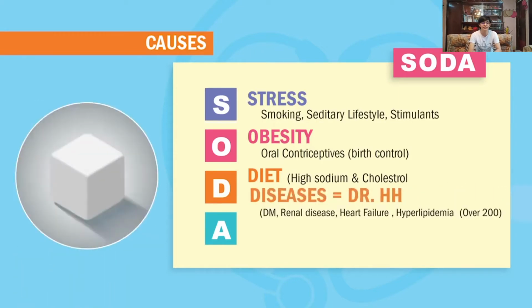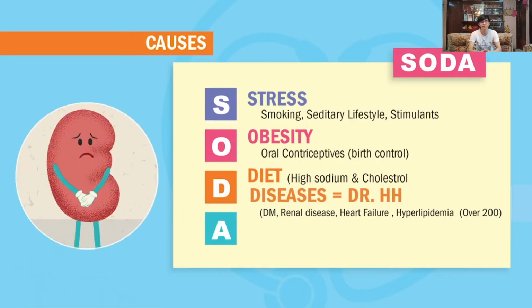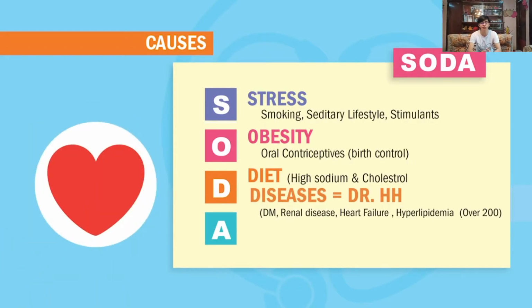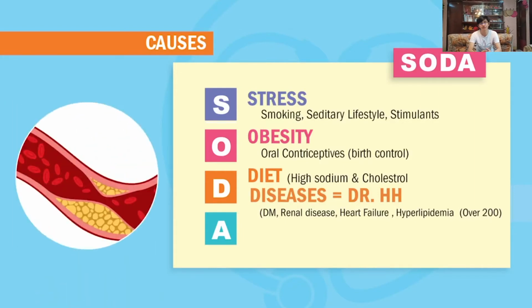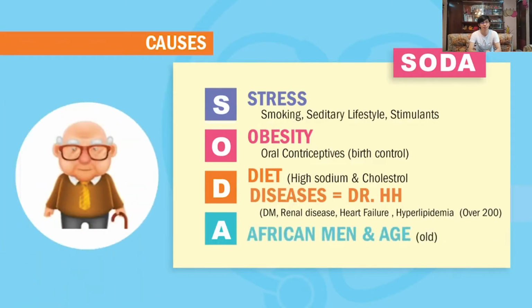D also stands for diseases, which we can use the acronym Dr. Double H. Diabetes mellitus turns blood sticky due to sugar. Renal disease keeps fluid in the body. Heart failure causing high fluid retention due to broken heart pump. And lastly, hyperlipidemia causing higher vascular resistance. A stands for African American men and old age.